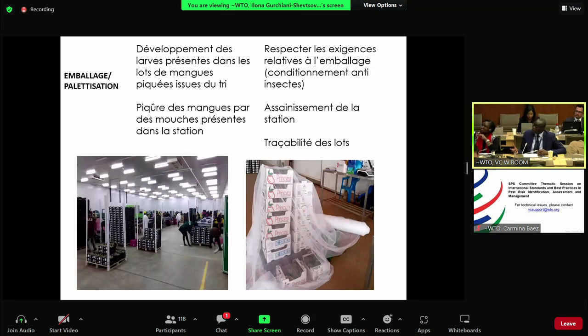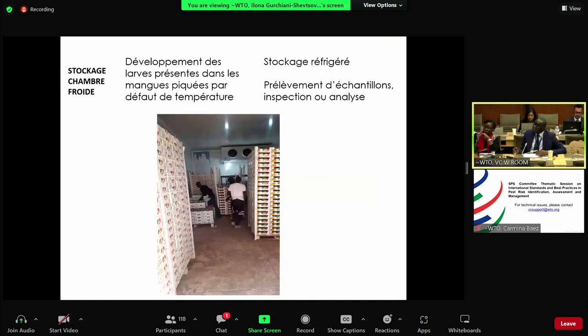jusqu'à l'emballage, palettisation, partout on identifie des risques et également des mesures de gestion sont posées. Et là, c'est un travail qui est supervisé par les inspecteurs et contrôleurs phytosanitaires. Parce qu'en réalité, lors de la campagne mangue, généralement, c'est pratiquement tout le personnel de l'ONPV qui est mobilisé pour assurer la qualité phytosanitaire de ces produits. Suivant, stockage, chambre froide, tout ça, c'est contrôlé.